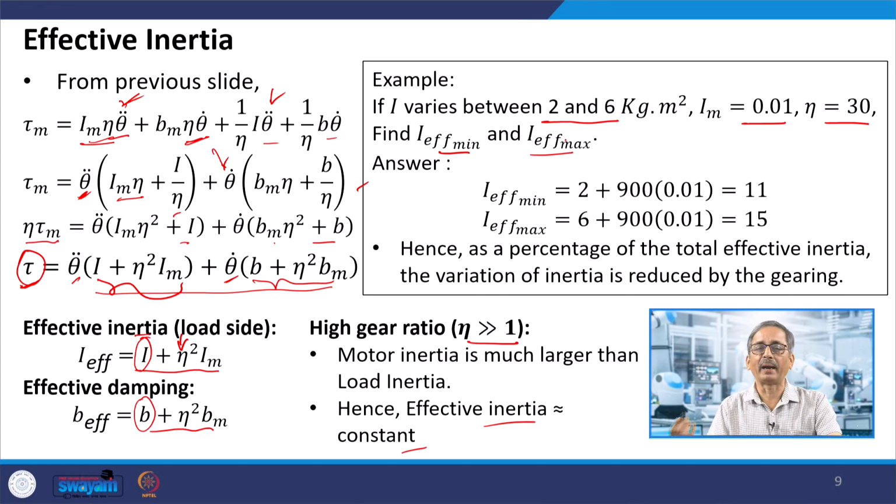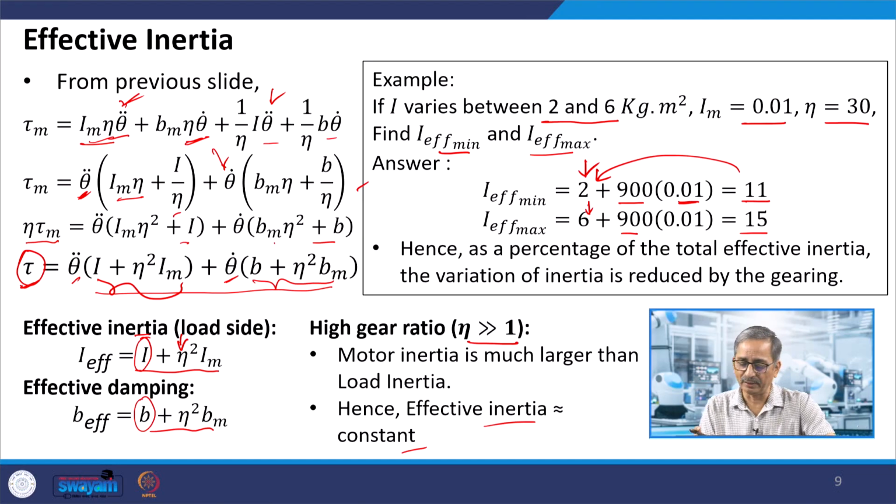It is a minimum and the maximum value. So, if you see, the minimum value of I is 2, maximum is 6, and this is the gear ratio squared, this one. And here I have got the motor inertia. So, you see that these values are 11 and 15, which are far more than the 2 value. So, 11 is far more than 2, similarly 15 is far more than 6. This is what I was saying, that because of higher gear ratio in the motor, the role of load inertia reduces.